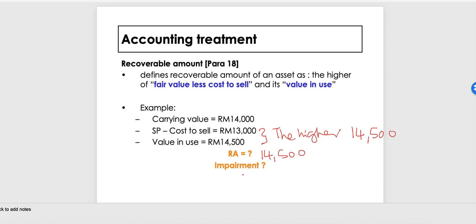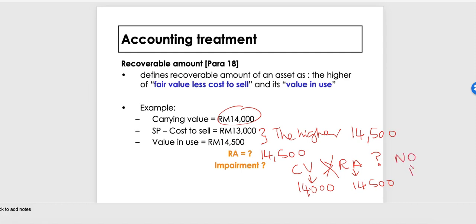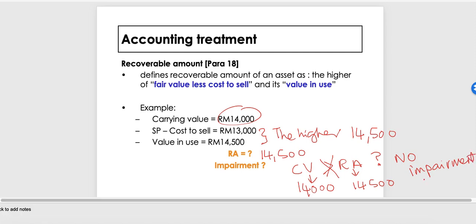So is there any impairment? You need to compare with the carrying value. Is the carrying value more than RA? The carrying value is 14,000, but RA is 14,500. So the carrying value is not more than RA. Therefore, there is no impairment loss.